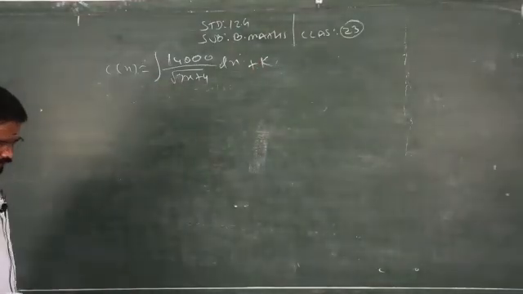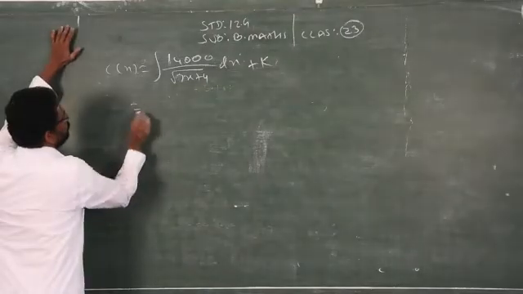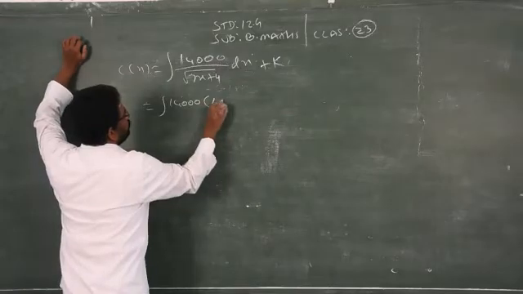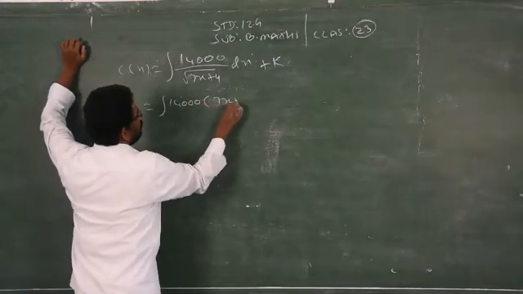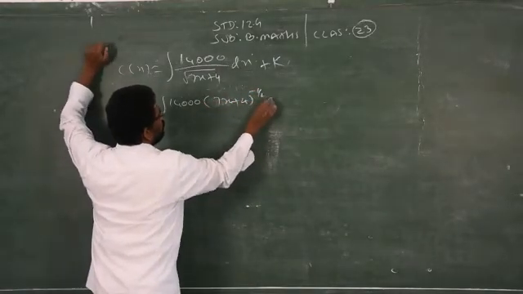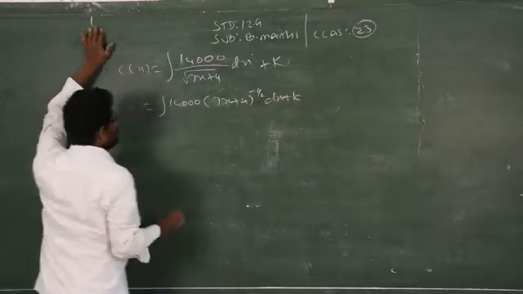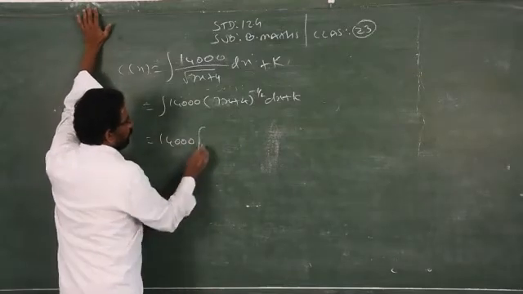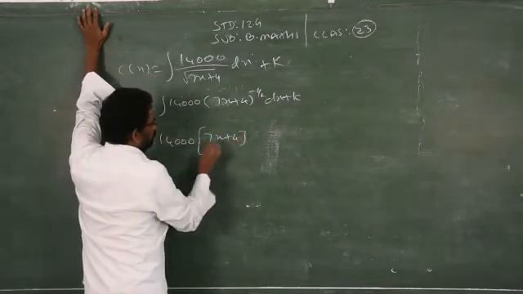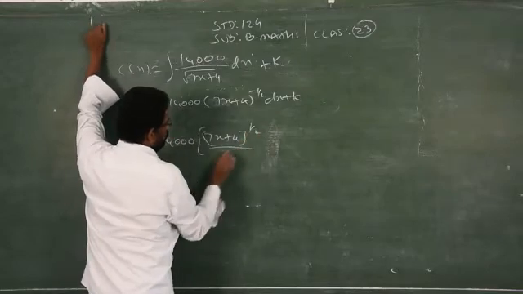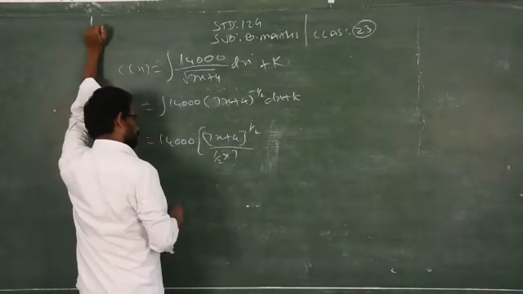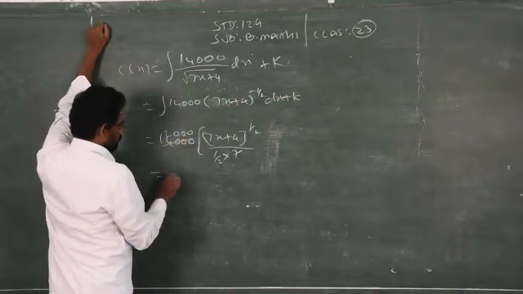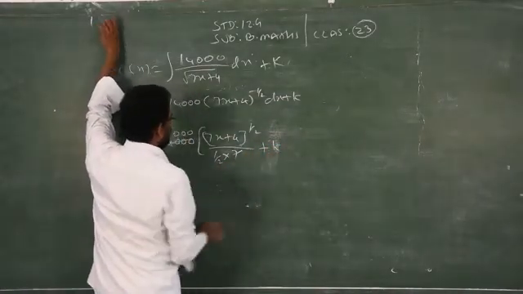plus k, an indefinite integral. As usual, you have to write 14,000 into (7x plus 4) power minus 1 by 2 dx plus k. So integrate: 14,000 into (7x plus 4) power 1 by 2 divided by 1 by 2 into 7. This 7 will go 2 times, 2,000 plus k.